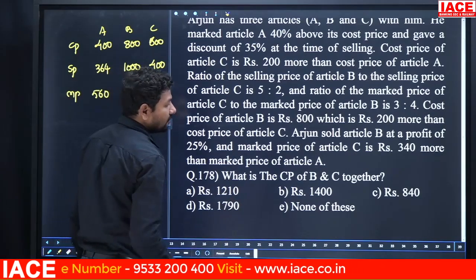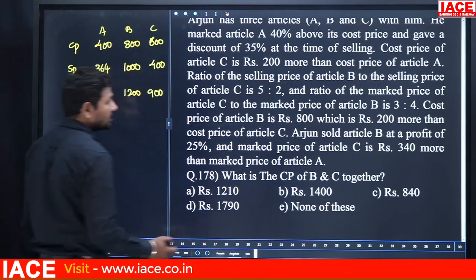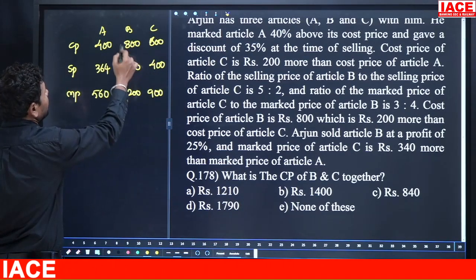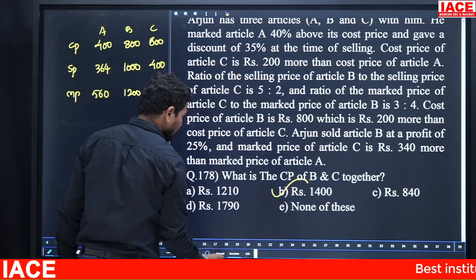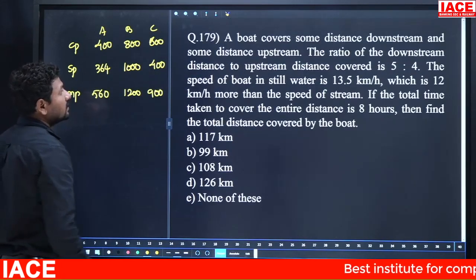Yeah, let's see the next question. What is the CP of B and C together? CP of B value 800, CP of C value 600. 600 plus 800 is 1400. Option B. Yes, the data is completed.